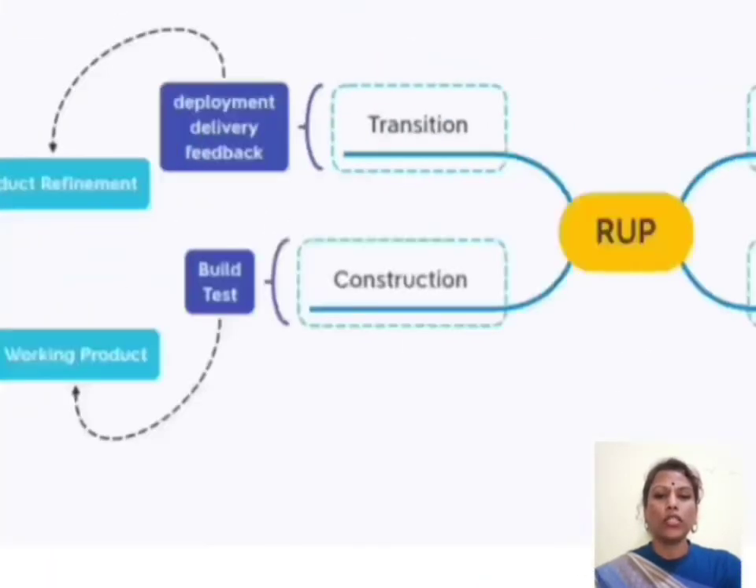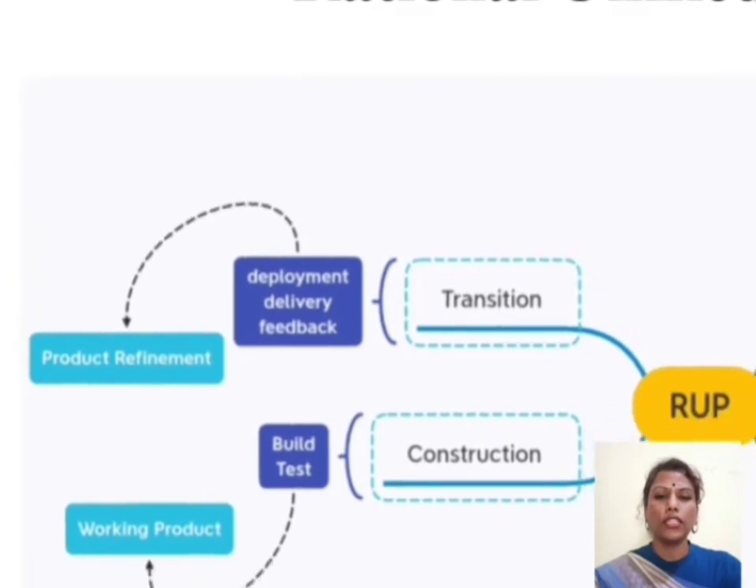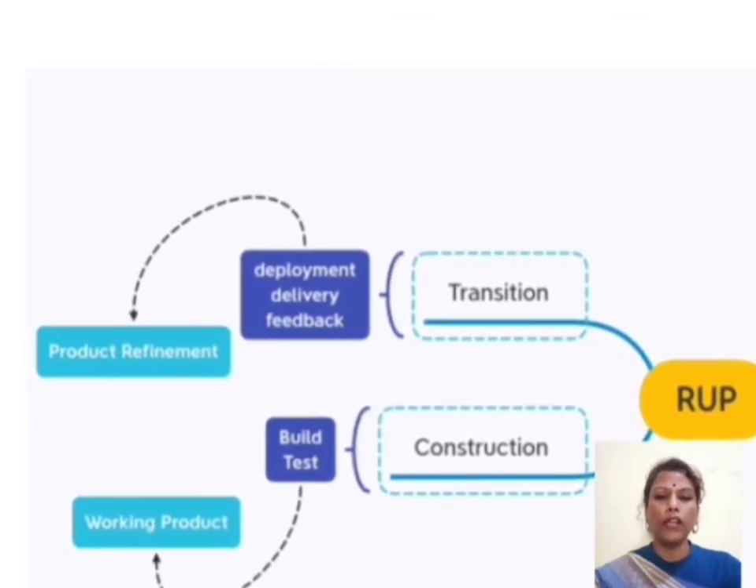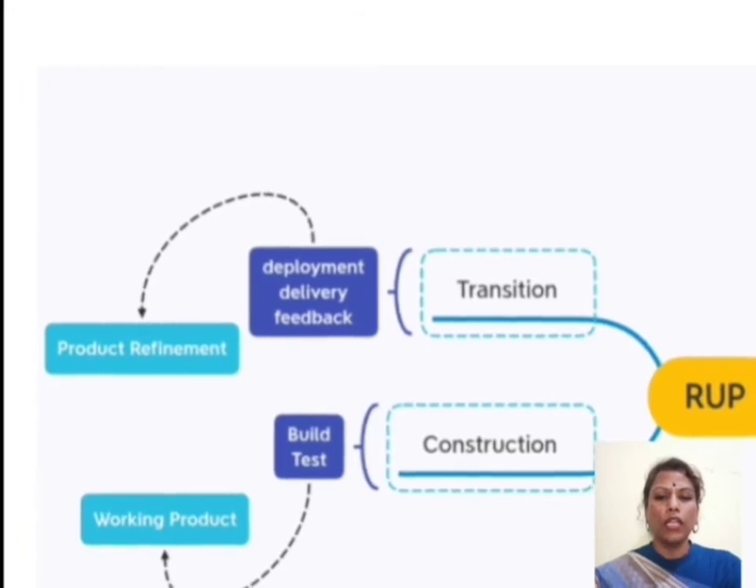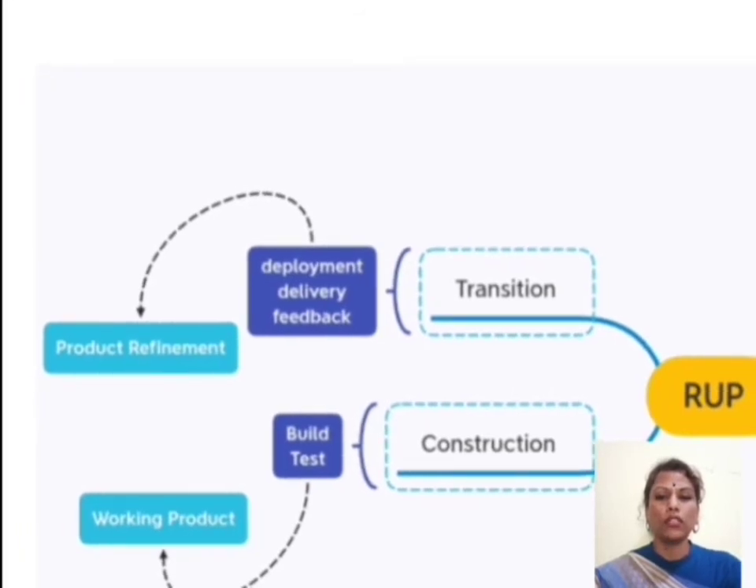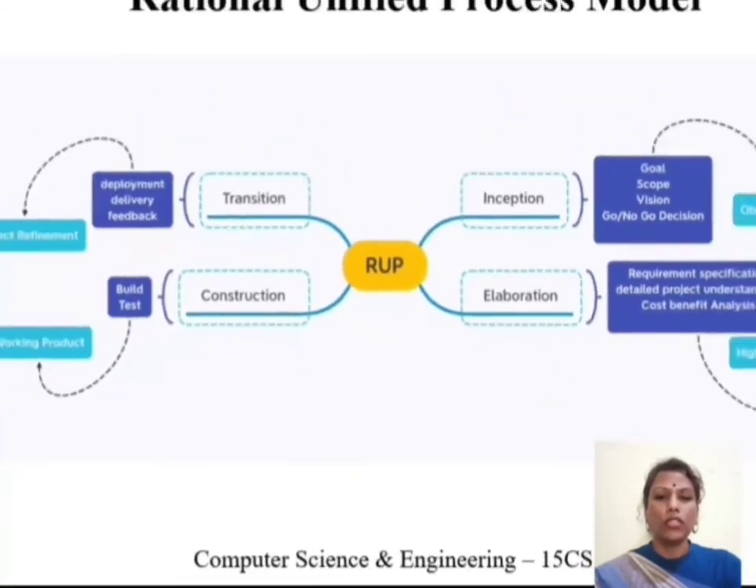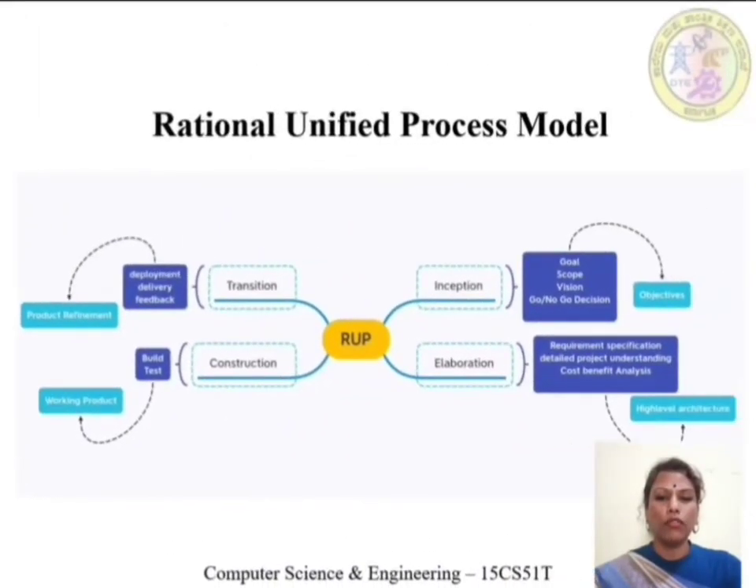And the fourth and the last phase is transition phase. Here the activities are deployment, delivery, and feedback. The output of this phase is product refinement. Okay, so this is a mind mapping diagram for RUP model, by seeing which you can easily remember the phases, the activities, and outputs involved in RUP.